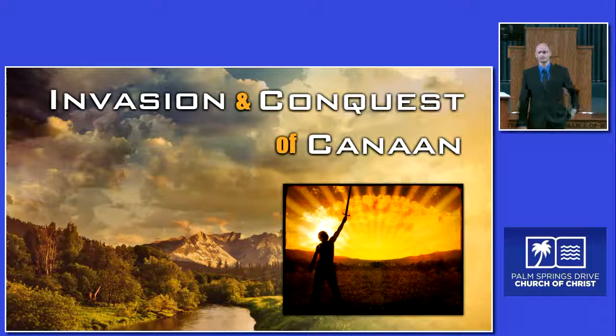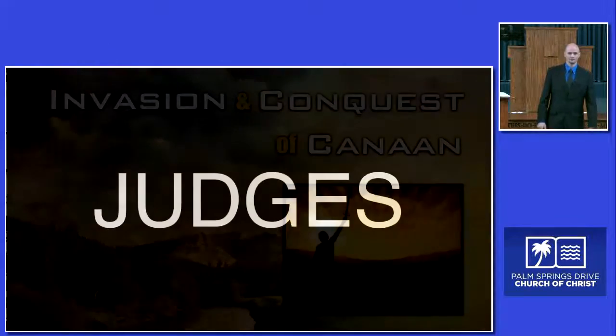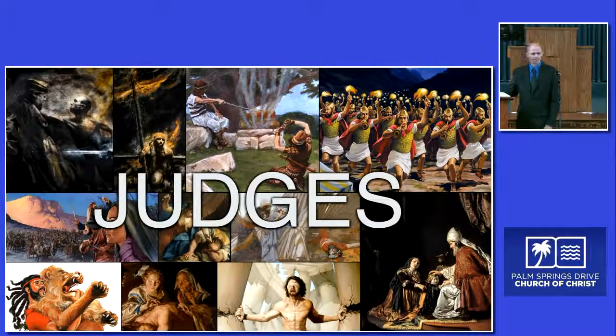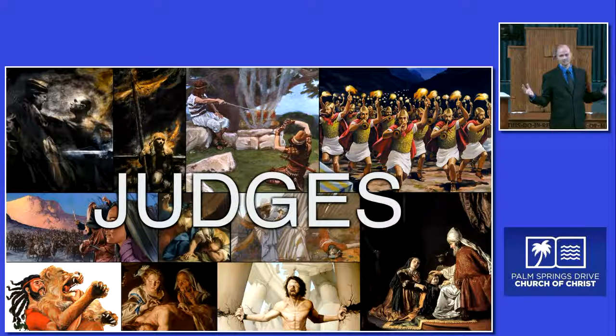What's the next period after the invasion and conquest? The judges. So things went south. They didn't have Joshua anymore. They sinned. So God punished them with the people who were still left in the land. They were supposed to keep conquering these people, but they didn't. So they would get oppressed by them, and God would deliver them with judges. What does the word judge mean in this context? Deliverer, right? So not a guy in a robe with a gavel in his hand like we think of a judge. It just means deliverer.